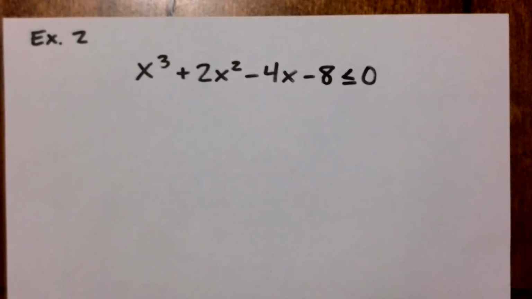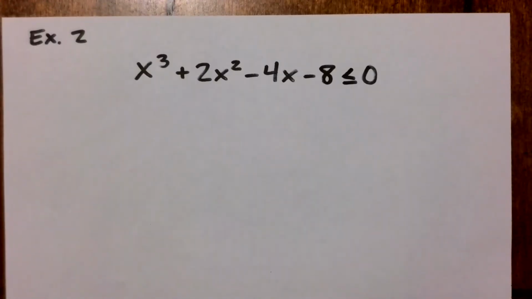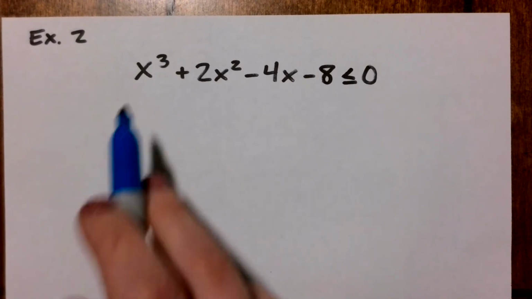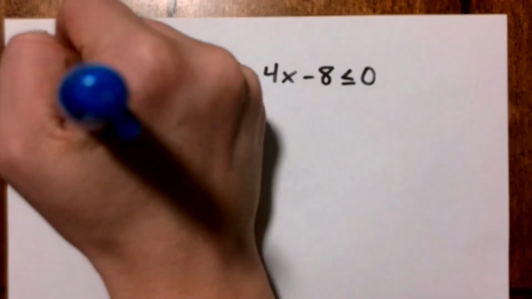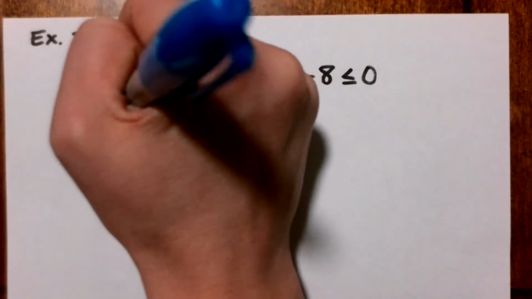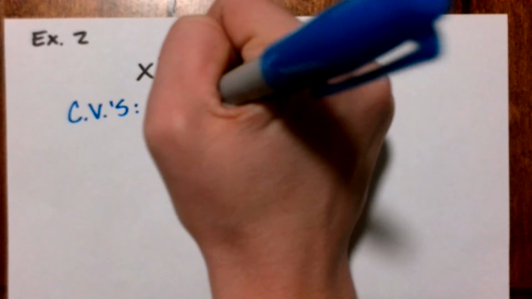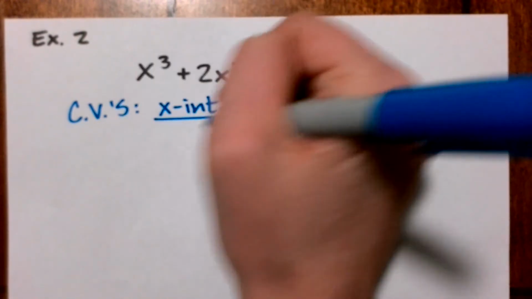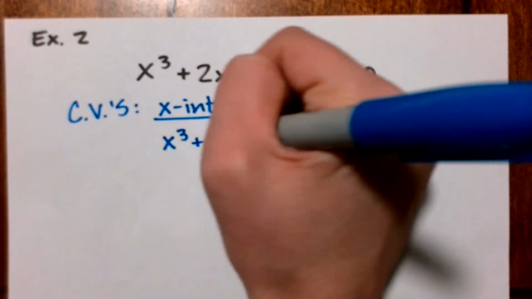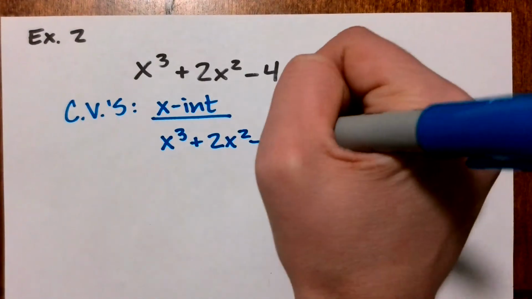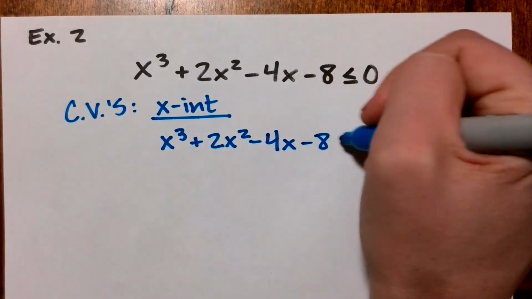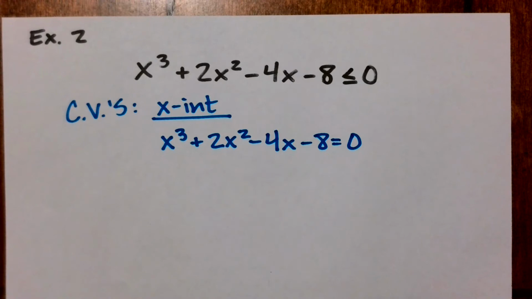Okay, so for this function, we already have it compared to 0. Remember, that's the first step if that's not true. Because it's true, I don't need that first step. So now I'm going to go about finding my critical values. Remember, that means that I'm looking for my x-intercepts. It's the only place where it can cross the x-axis. Go ahead and set it equal to 0.